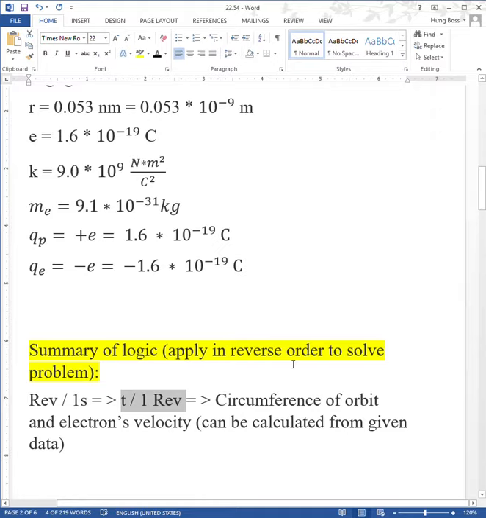Take this as an example. You eat one cake per 10 minutes, so that you will eat 6 cakes in 1 hour or 60 minutes. They all use the same logic. And to get that result, you have to calculate the velocity of electrons and the distance it travels, which is the circumference of the orbit. And this can be found from the given data. That is all of the logic of this problem.